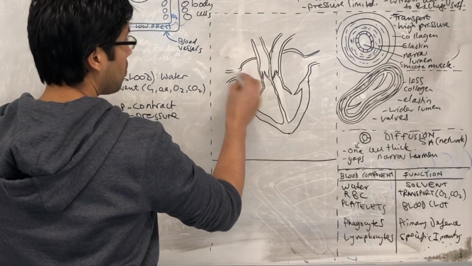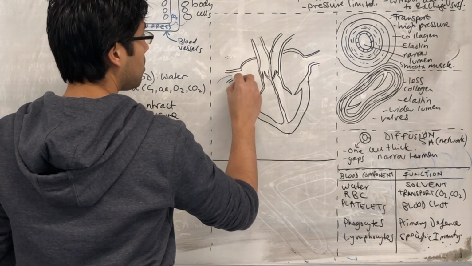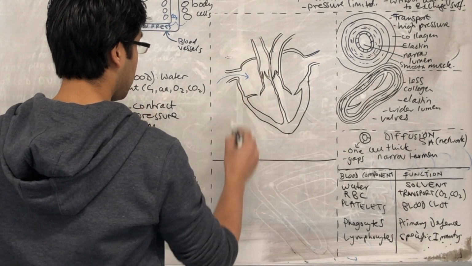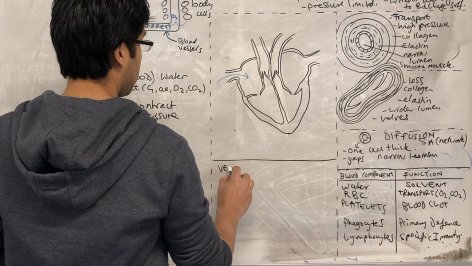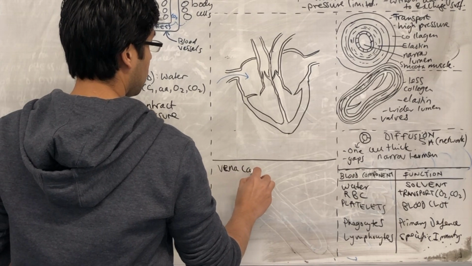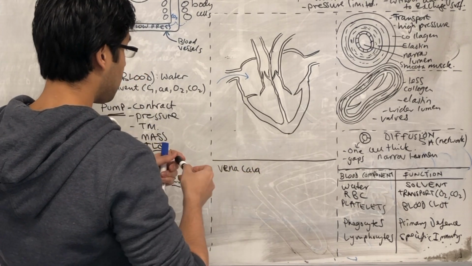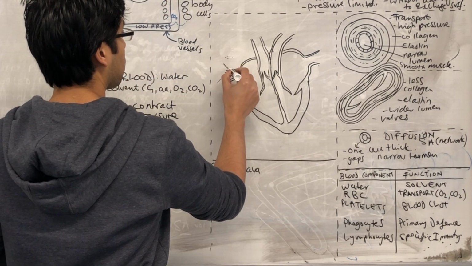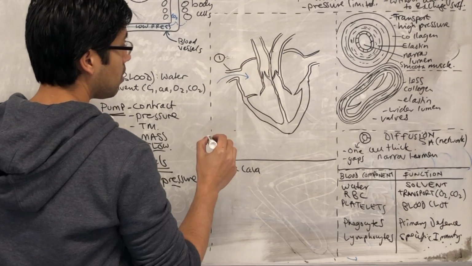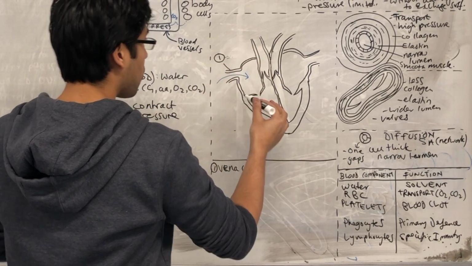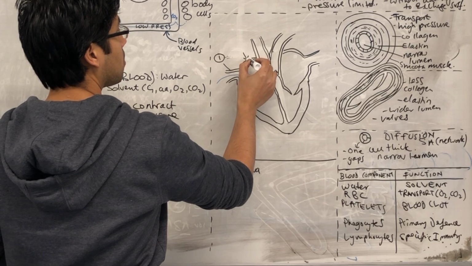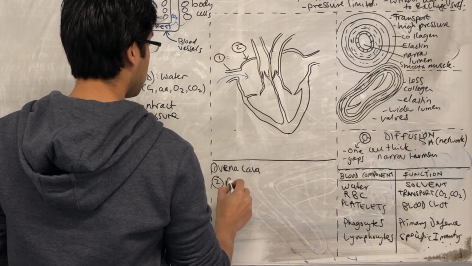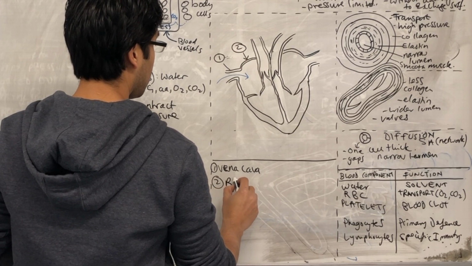So blood, I always start here. Deoxygenated blood enters through the vena cava. Okay, so we have vena cava. Deoxygenated blood entering. So let's number that 1. So that is 1. Okay, and then it enters the right atrium. So that's structure 2. Structure 2 is going to be right atrium.